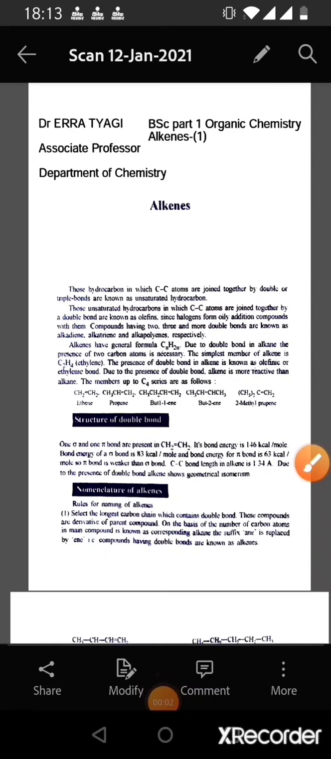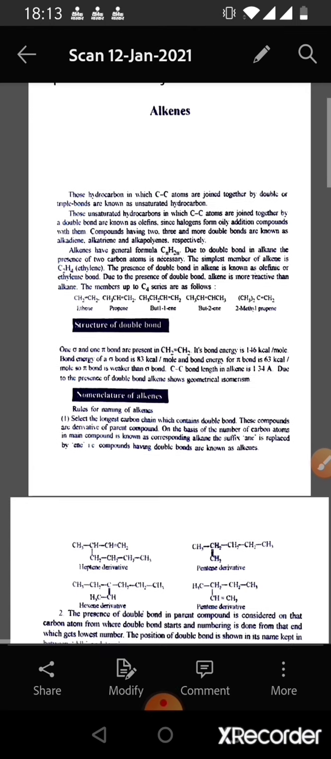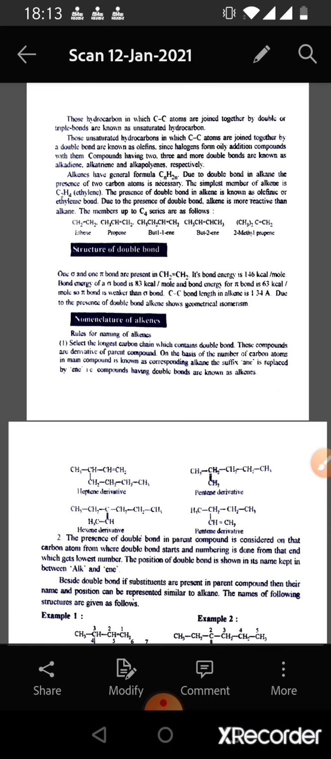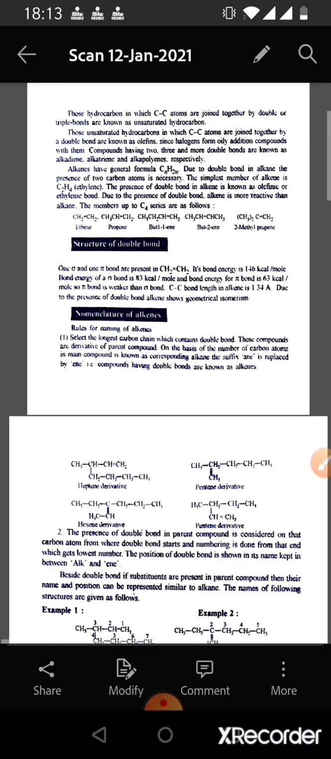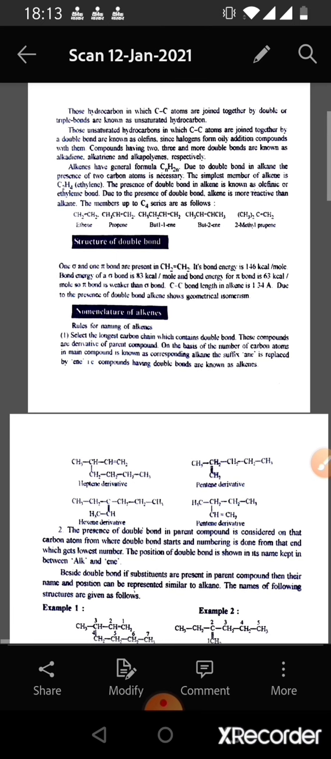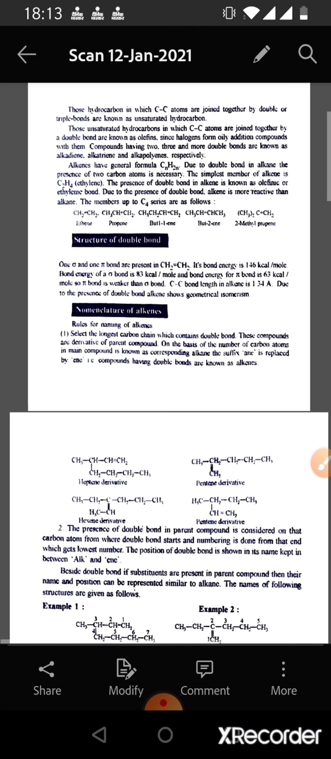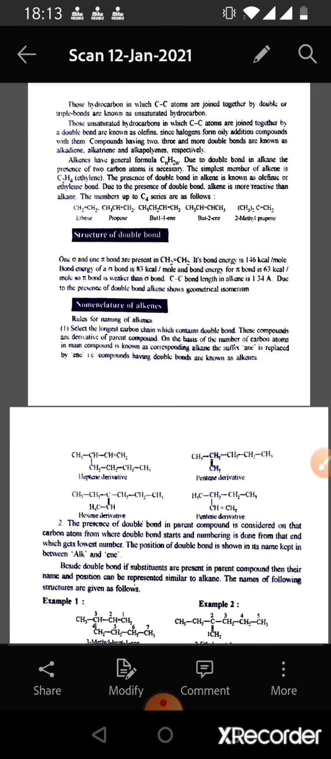Today in this video, we are going to study alkenes of BSc Part 1 Organic Chemistry. Those hydrocarbons in which two carbon atoms are joined together by double or triple bonds are known as unsaturated hydrocarbons. Those unsaturated hydrocarbons in which the two carbon atoms are joined together by a double bond are known as olefins, since halogens form oily addition compounds with them. Compounds having 2, 3 and more double bonds are known as alkadiene, alkatriene and alkapolyenes respectively.